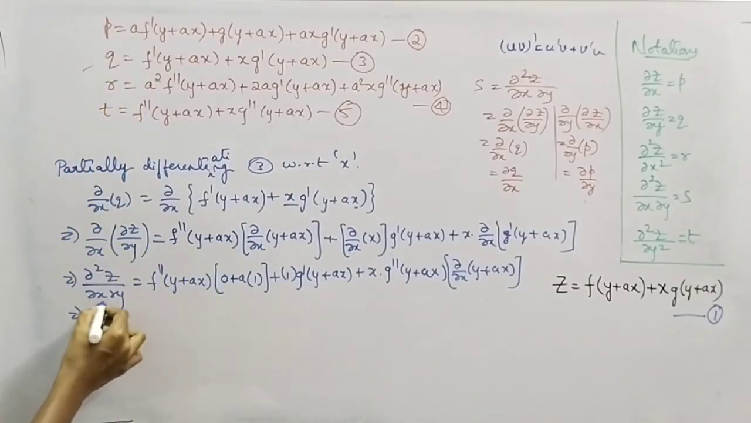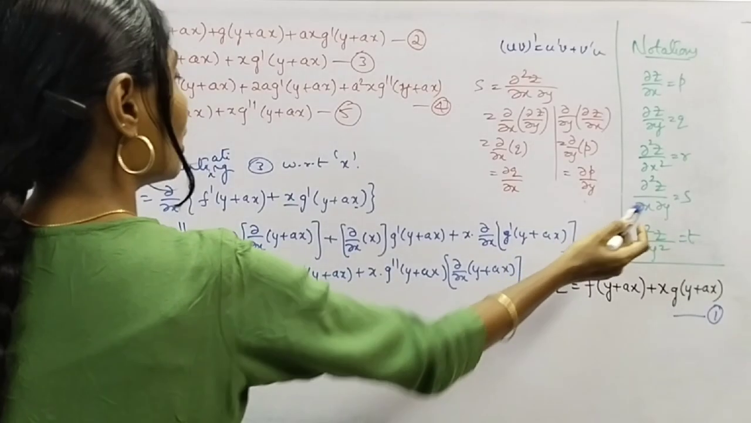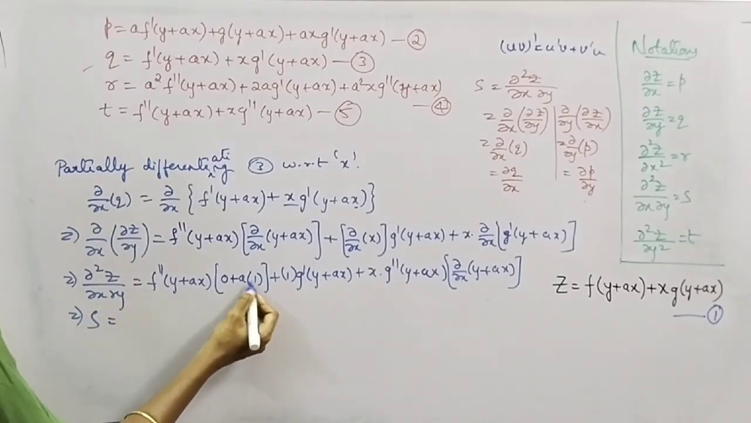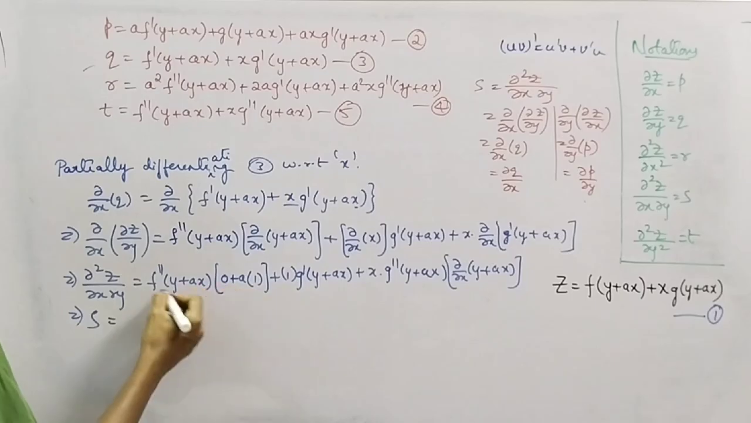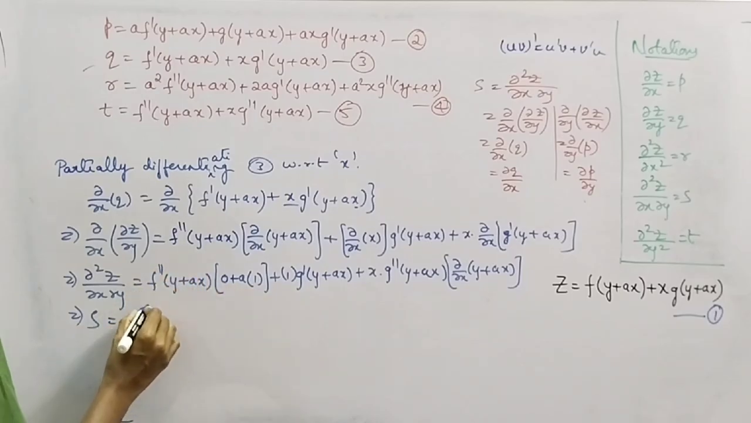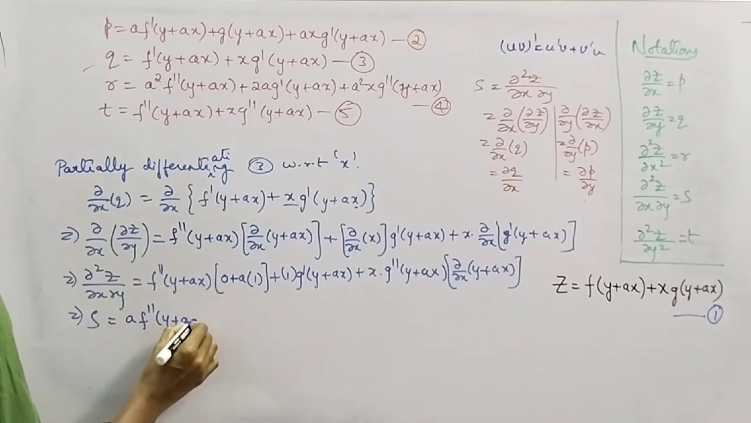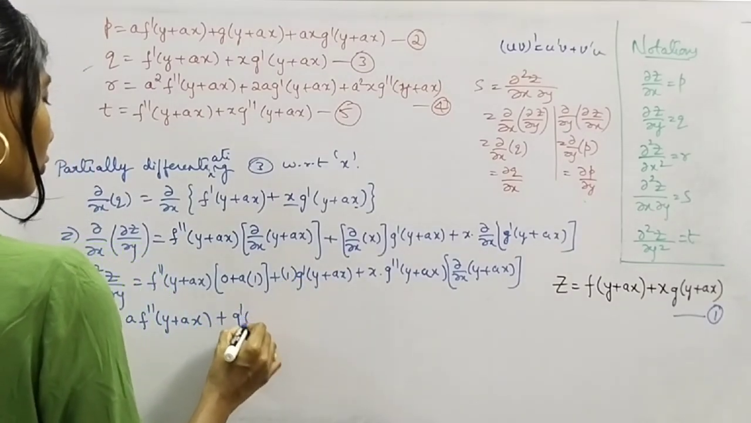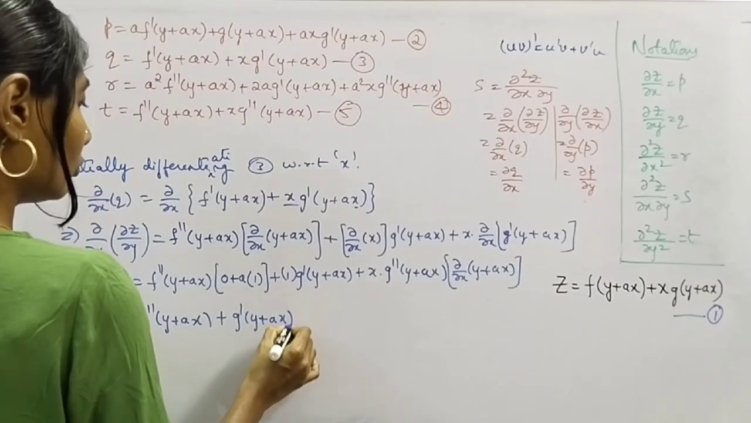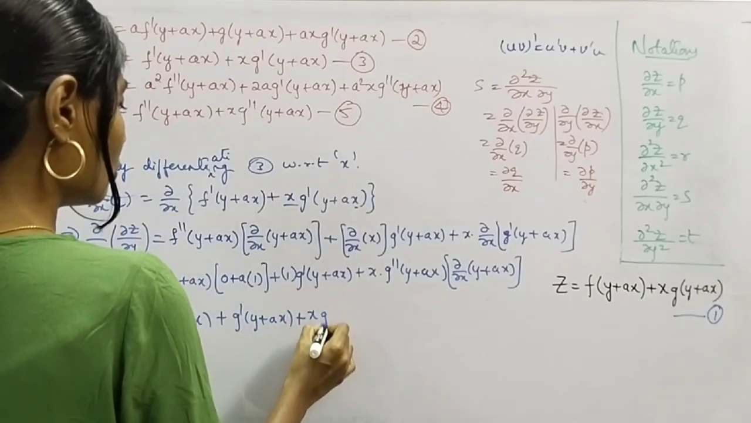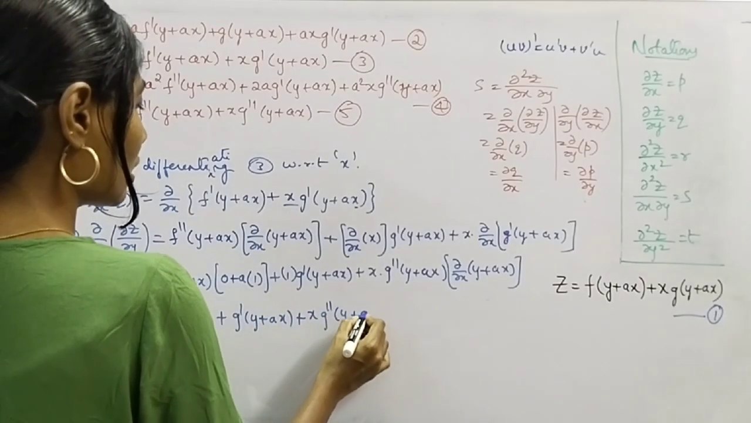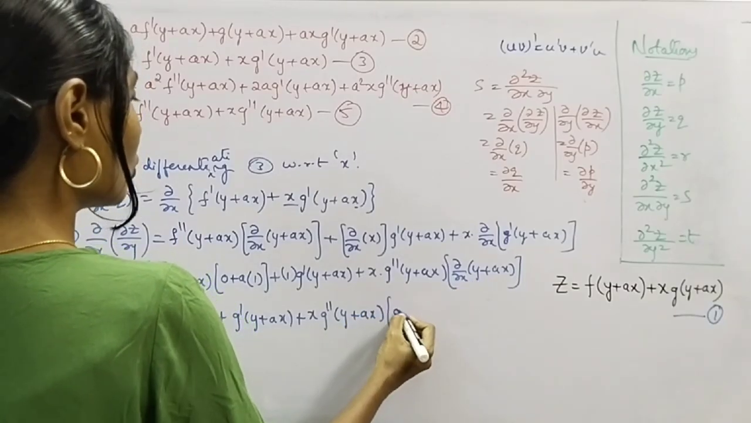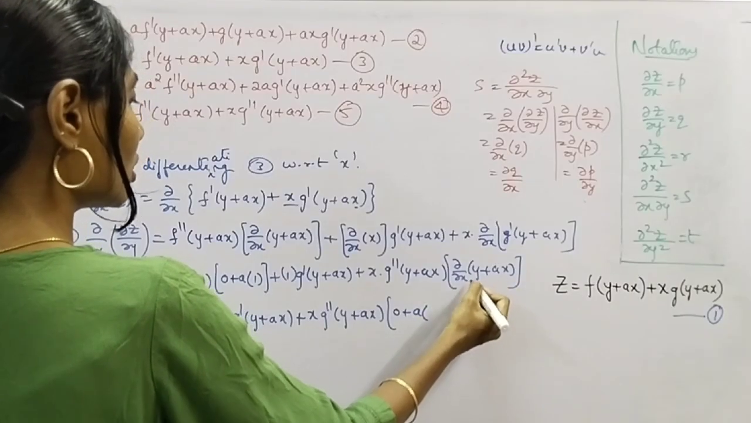Since we have a notation ∂²z/∂x² equal to s, just replace it by the notation s. You'll get s equal to a into 1 a plus 0, which is a into f double dash, that is a f double dash, plus 1 into g dash, which is g dash, plus x into g double dash of (y + ax) into the partial derivative of y with respect to x, which is 0, plus a into the partial derivative of x with respect to x, which is 1.